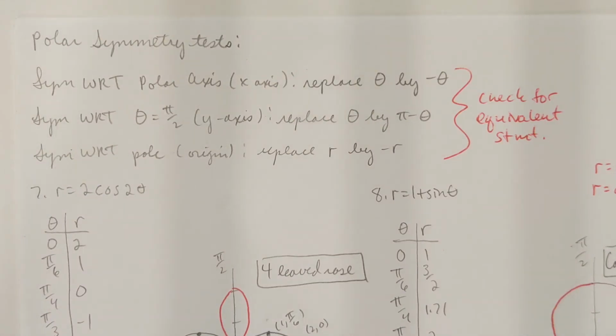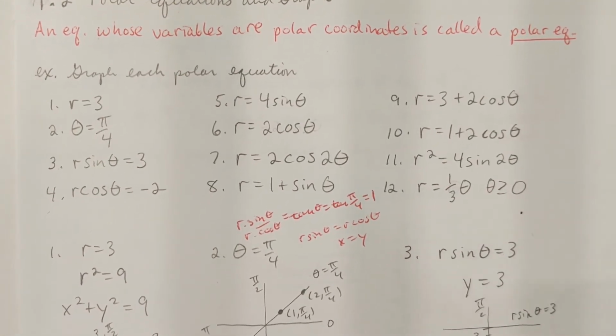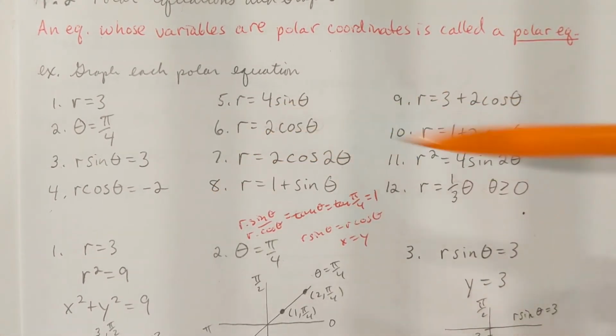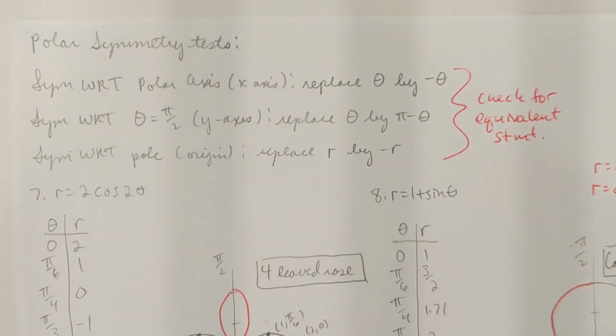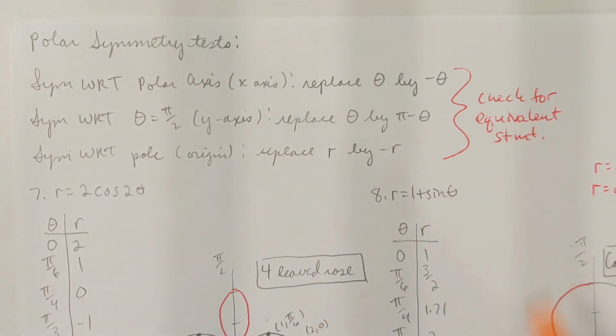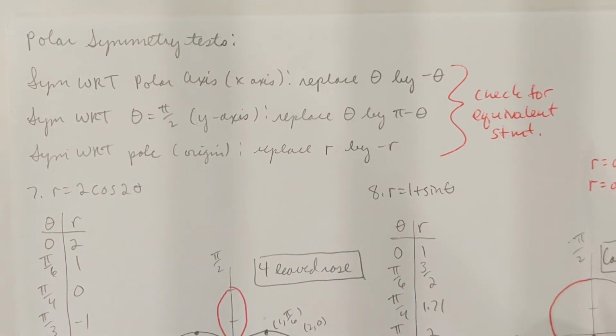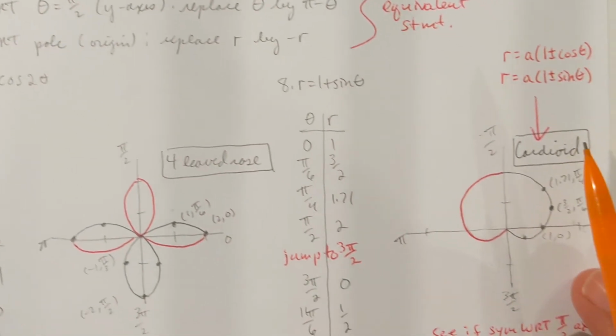I wanted to do some more in section 9.2. We're looking at graphing polar equations, and I had 12 equations that I wanted us to go through. We've already done the first 7, and so we'll pick up with problem 8 here. I went over the polar symmetry tests in the last video, and I'll be using that for the next few examples here. So let's take a look at problem 8.